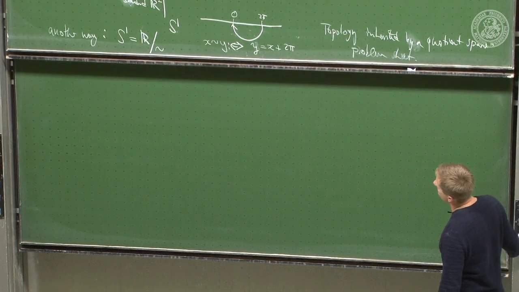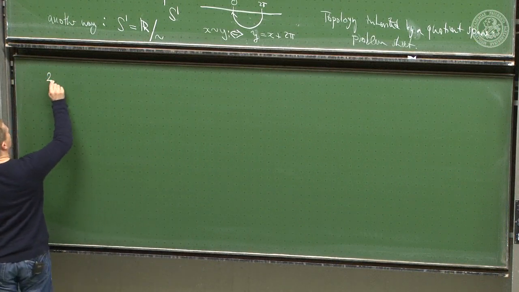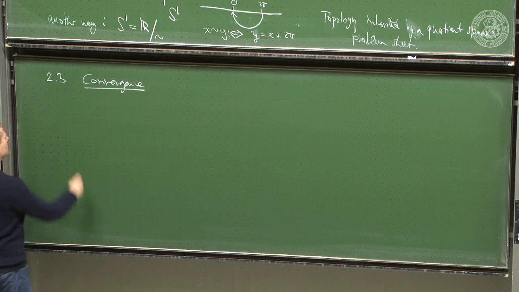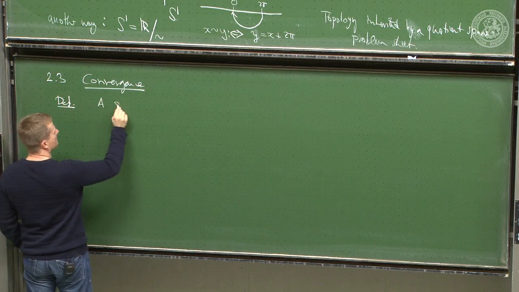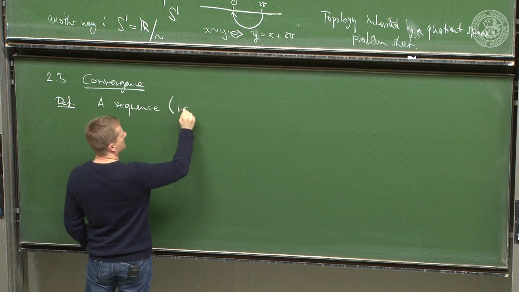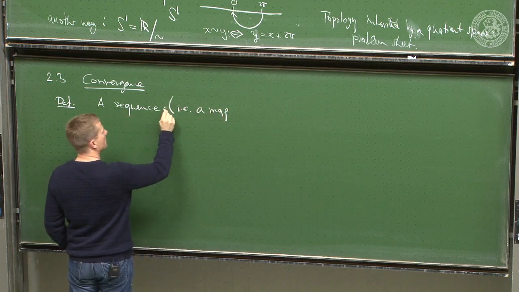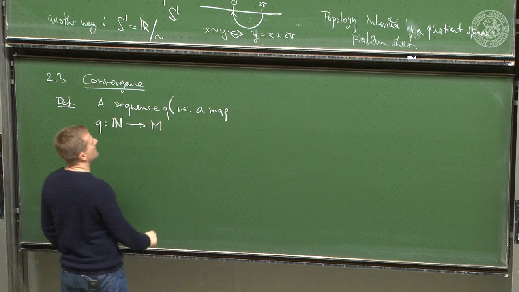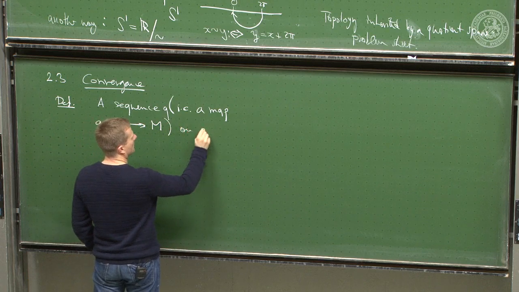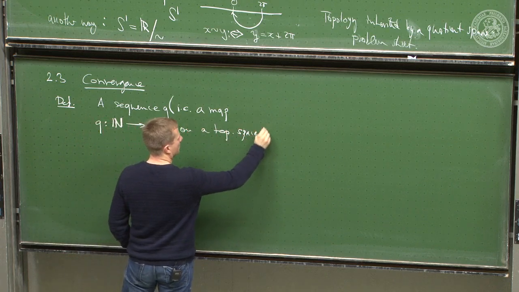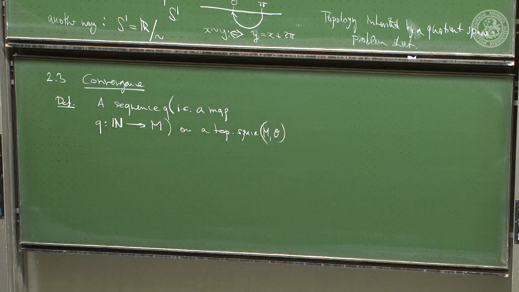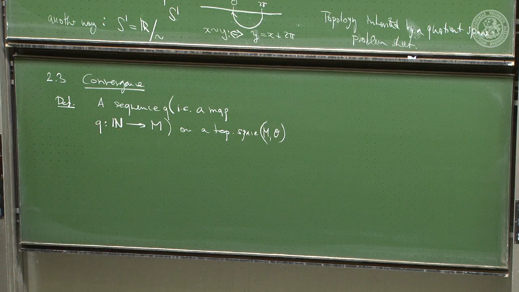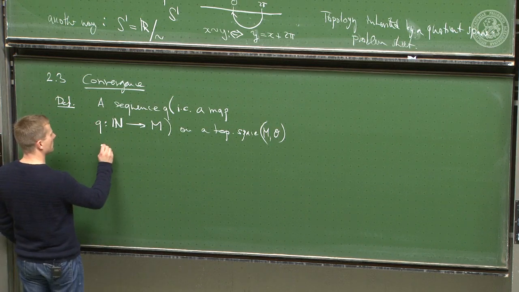So let's start with the sequences. 2.3 Convergence. Definition. A sequence, what is a sequence? That is a map Q from the integers into a set M, a sequence Q on a topological space M. So I need to provide the topology. That is a map that gives for every integer number a point in the set M that underlies the topological space.